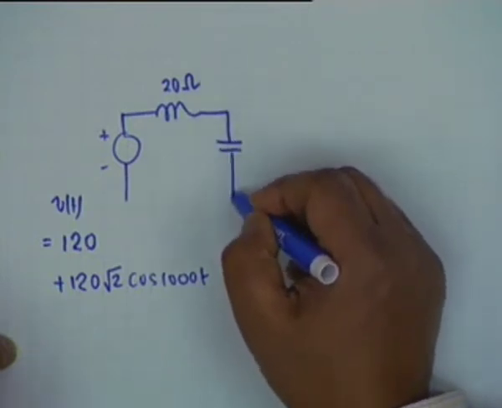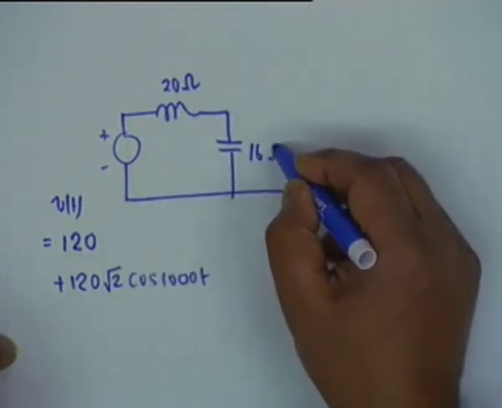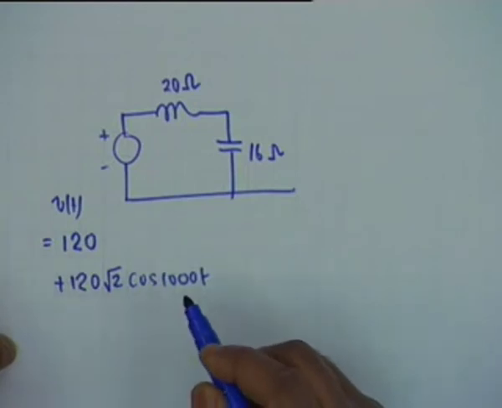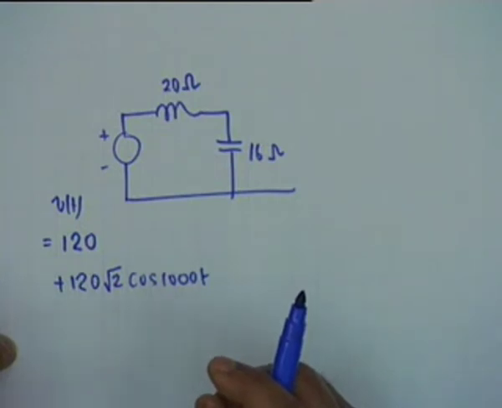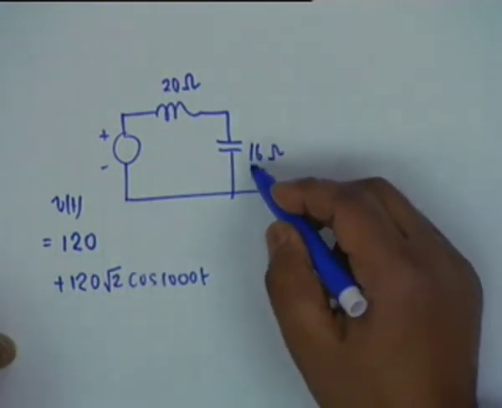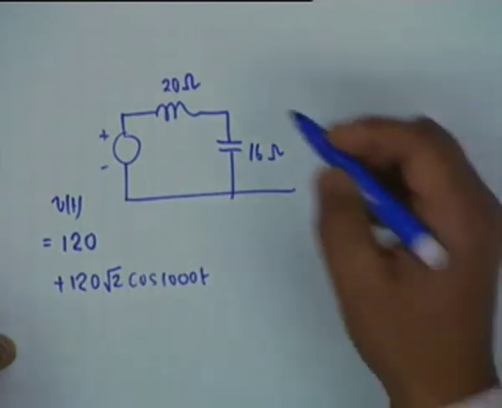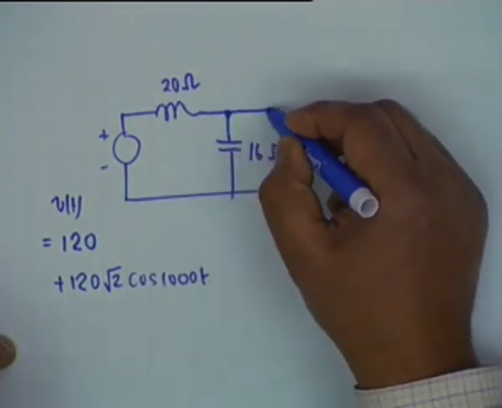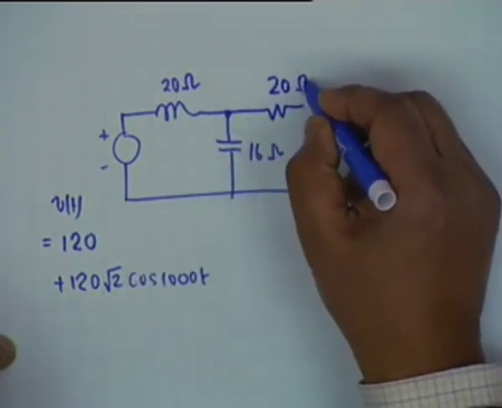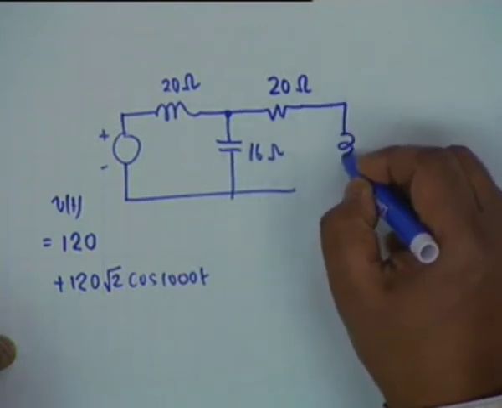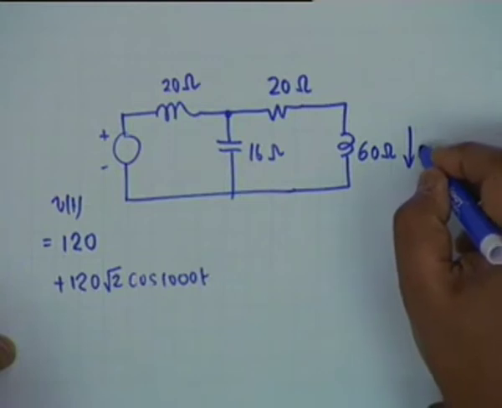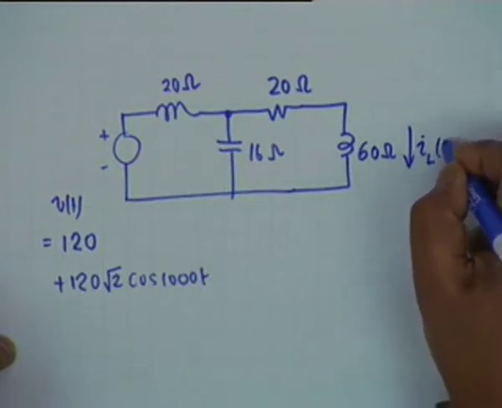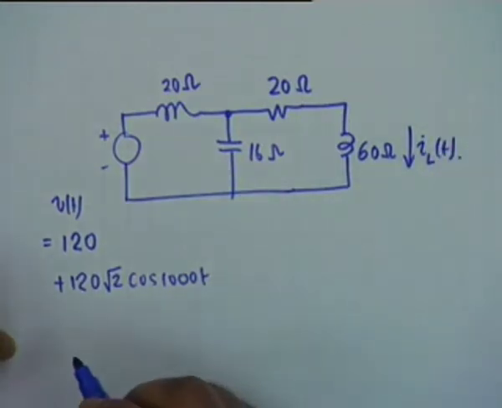And then we have a 16 ohm capacitive reactance. Whenever a capacitance and its reactance is specified, it is your responsibility to insert the sign. The impedance of this obviously shall be minus j16, and then you have a 20 ohm resistor and a 60 ohm reactance inductor, and it is this current iL(t) which is of interest.